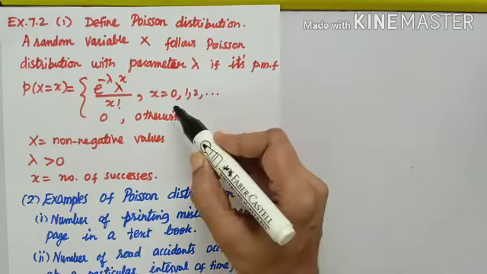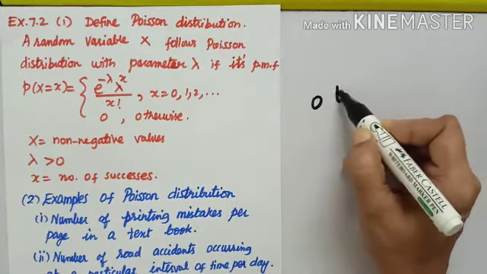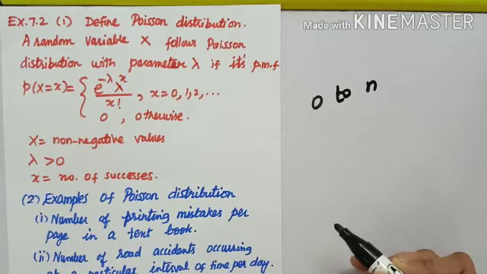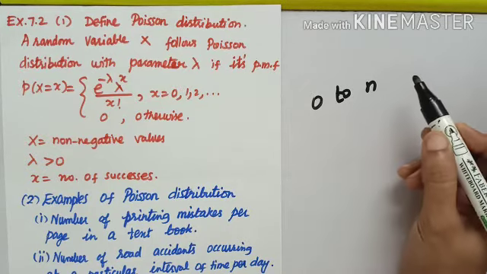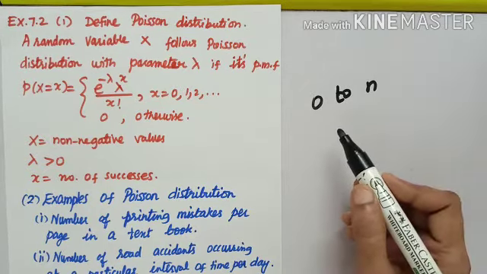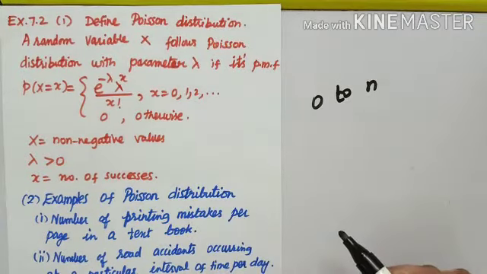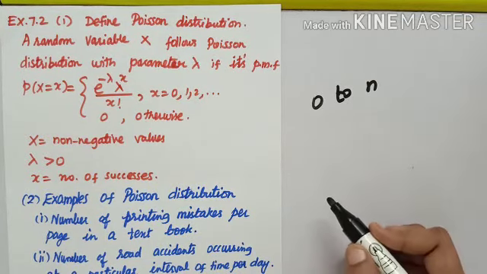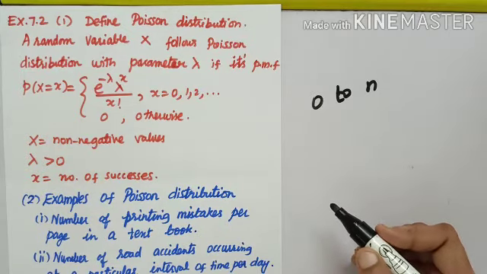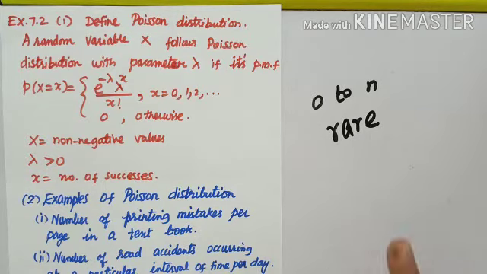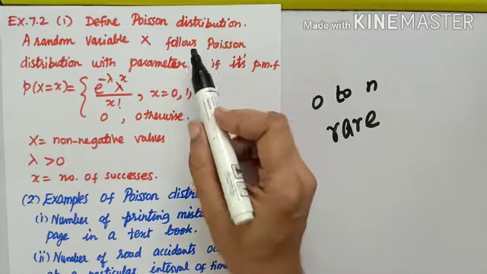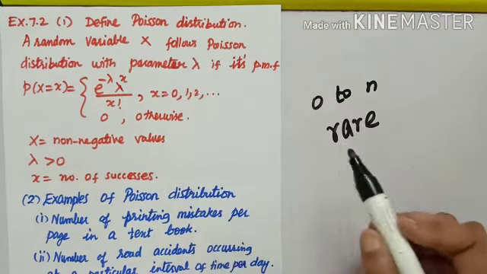Binomial, we say 0, 1, 2, 3 up to n, where n is finite. But in practical life, there may not be finite alone. There may be infinite trials also. In that case, we find out Poisson distribution. Also, in practical life situations, there are incidents which are rare. So, binomial we said only 2 possible outcomes, success, failure. But in Poisson, we say the events are rare.